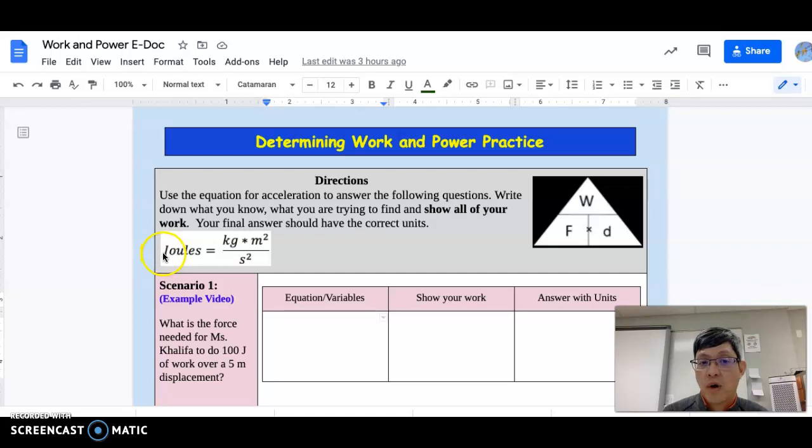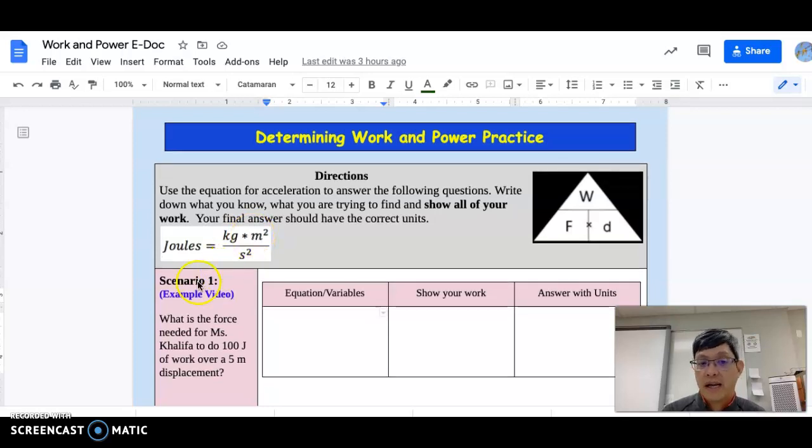Just one note, 1 joule of energy or 1 joule of work is a combination of kilogram times meter squared divided by second squared. So when you see joule, sometimes you might have to plug that in to cancel the unit. So just watch me do the first scenario in this example video and see how it's done.